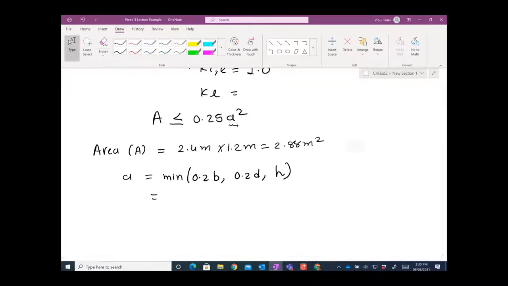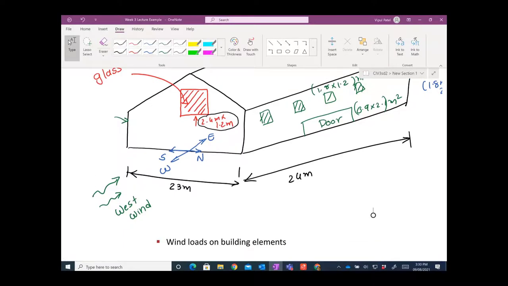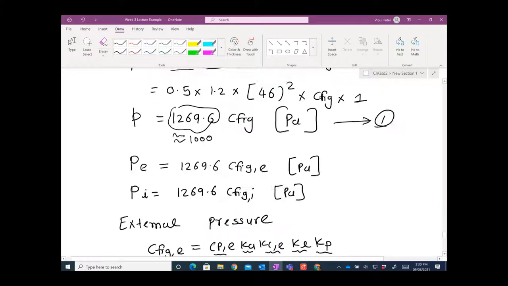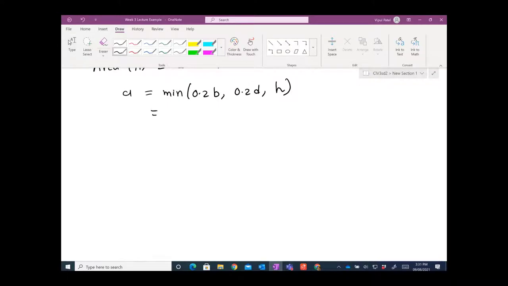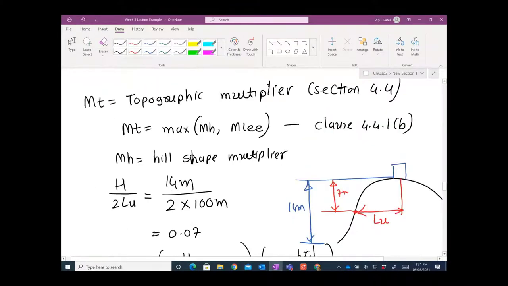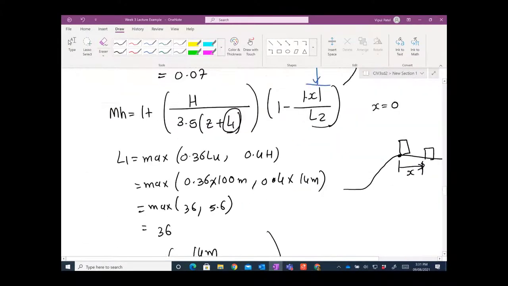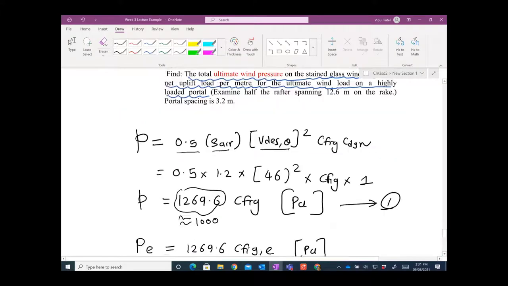So by using that figure, the wind is coming from here, hitting here. We can say this is b and this is d. So b equals 23 meters and d equals 24 meters. I hope you understand that. For h, we calculated small h before, I believe, somewhere in this last week. You remember that? It was 5.25 meters, so we put 5.25 meters there.